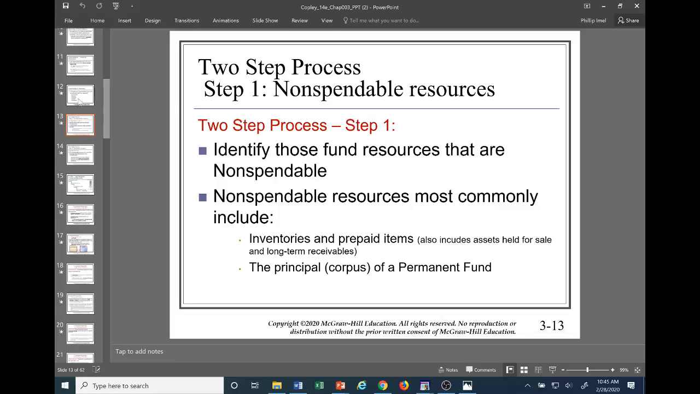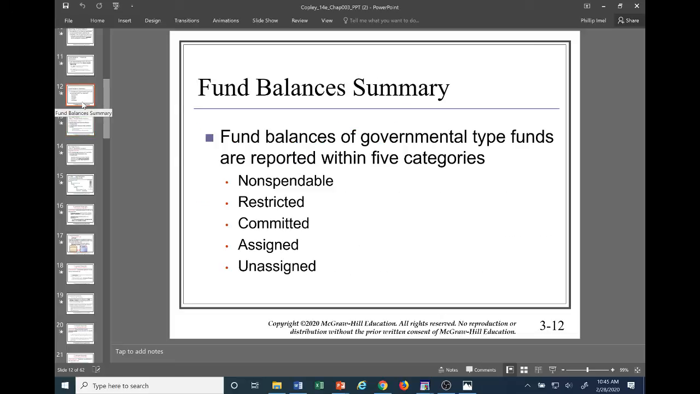Non-spendable. Let's just go through it one more time. Non-spendable: what items would we expect to see as non-spendable? You have the permanent fund corpus, and then you're going to have supplies and inventory. Right. And remember the difference with the corpus of the permanent account: within the governmental funds it's going to be listed as non-spendable, but in the government-wide it's going to be restricted. There's just a little bit of a difference there, just to point that out. But you're right, non-spendable is going to be your inventories, your prepaids, and the corpus of your permanent account.